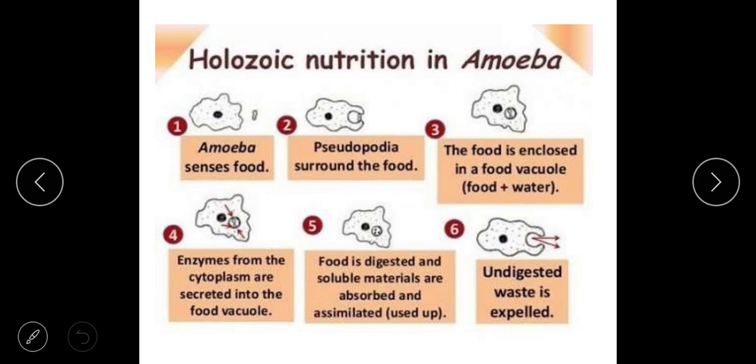and it captures the food in the food vacuole. This food vacuole moves into the body of the amoeba within the cytoplasm, and then it is treated with enzymes over there. The food is digested, then absorbed, and it is assimilated or used up in the cell of the amoeba. And what happens to the undigested food? It comes in contact with the membrane and it is given out.